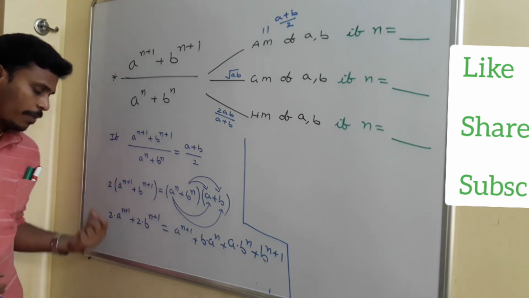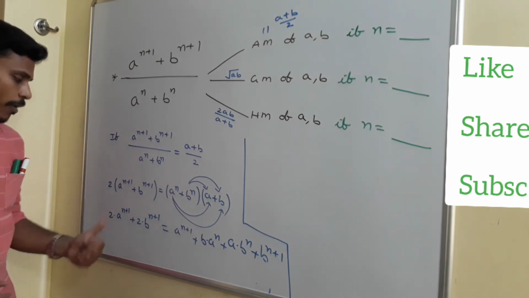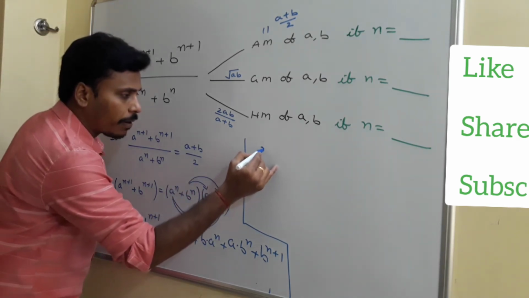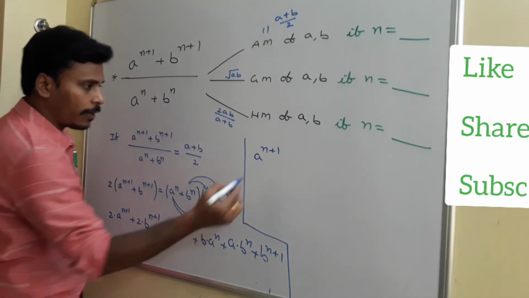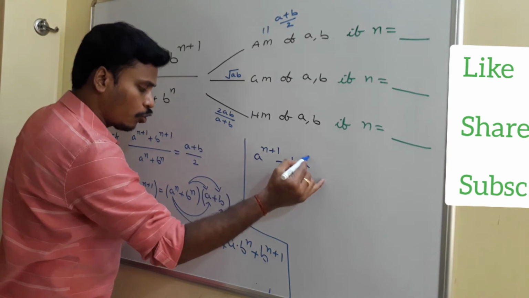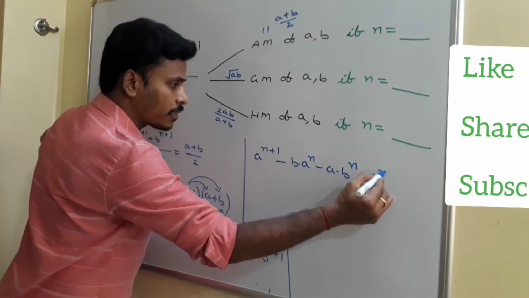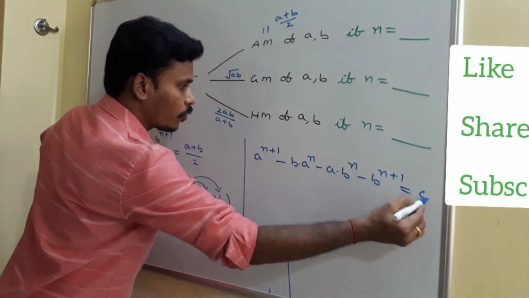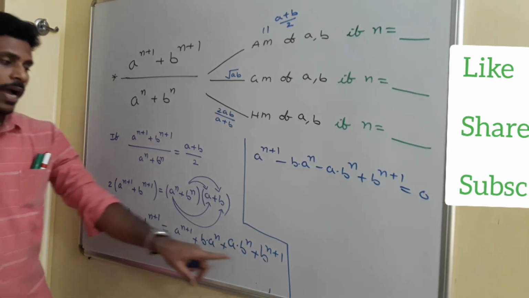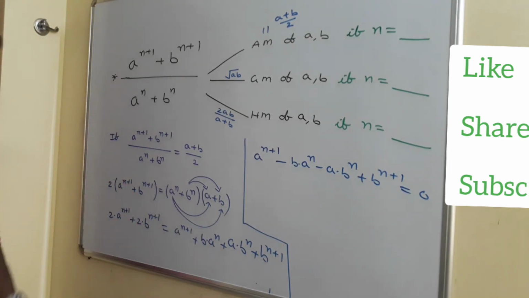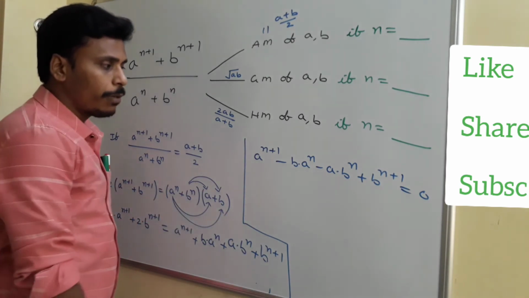You just send this a power n plus 1, b power n plus 1 to this side. It becomes 2 times, and if you subtract 1 time, it becomes a power n plus 1. And send these two terms also to this side. Minus b into a power n minus a into b power n minus b power n plus 1 is equal to 0. It is not minus actually, because I have 2 b power n plus 1 here and 1 more b power n plus 1 there, and this 2 b power n plus 1 minus this b power n plus 1 will give us b power n plus 1.